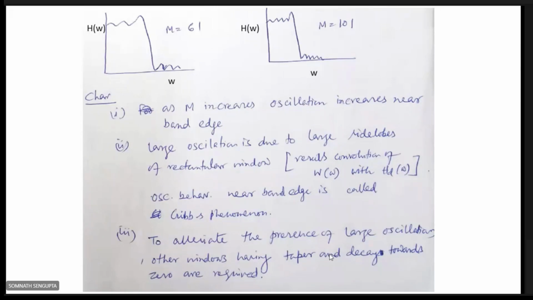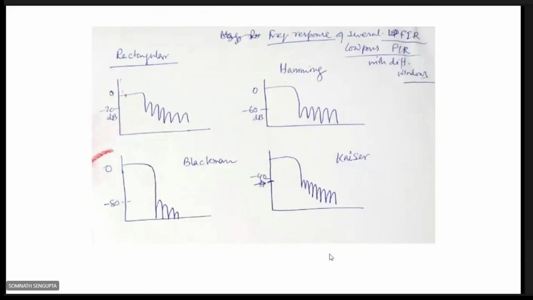To avoid this oscillation, generally other windows are considered. These are the other windows like the rectangular window, Hamming window, Blackman, and Kaiser. You see what the advantage is: the stop band attenuation is very high. For the rectangular window it is not that high, for the Hamming window it is very high, 60 dB, and for the Blackman window it is even higher, 80 dB. So these are the standard windows used for filtering.